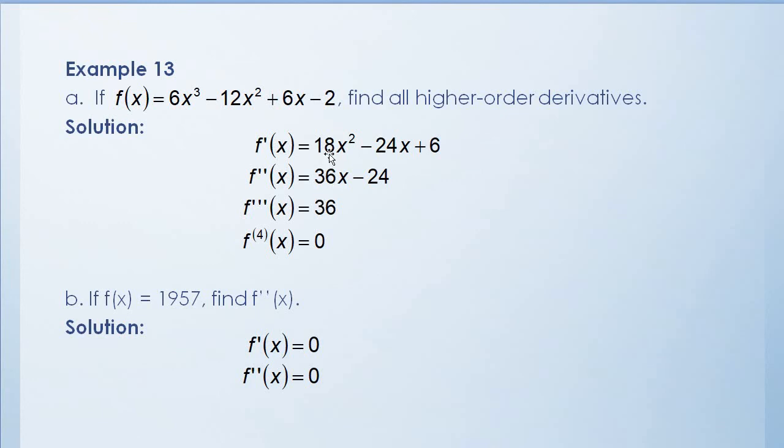Then the second derivative, we will have 36x minus 24. Third derivative, we will have 36. Fourth derivative, we will get 0. And next, if there's a constant, differentiate, we'll get 0.